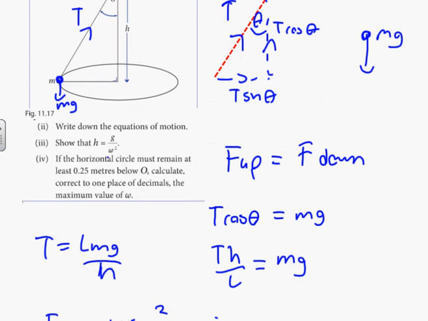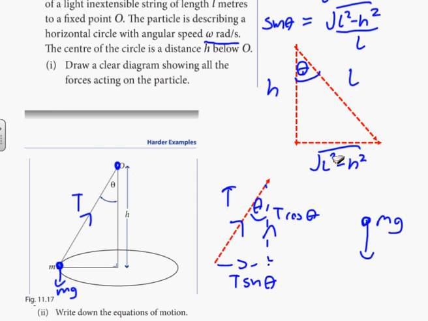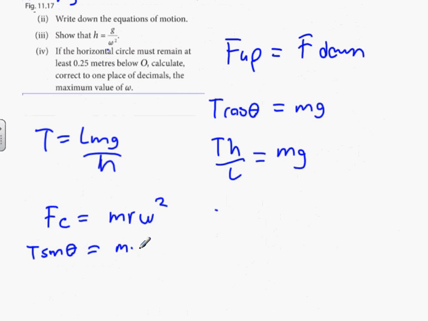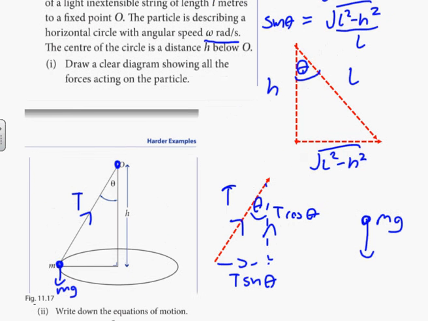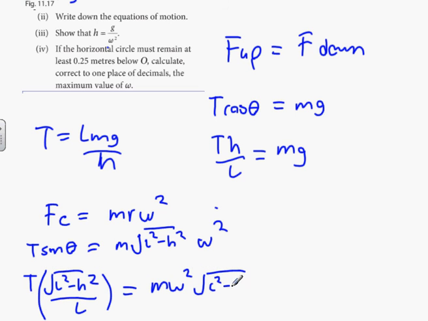Do we know what r is? We got that earlier, didn't we? The radius is the square root of L squared minus h squared. So it's going to be square root of L squared minus h squared, and then multiply by omega squared. Sine theta, guys, sine theta is root L squared minus h squared all over L. That equals m omega squared, and this is root L squared minus h squared.